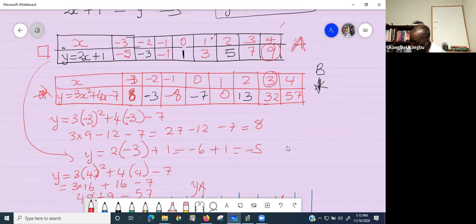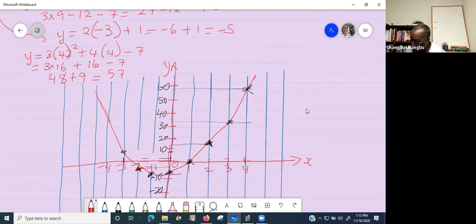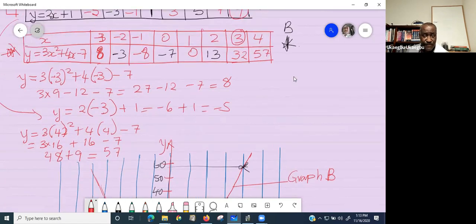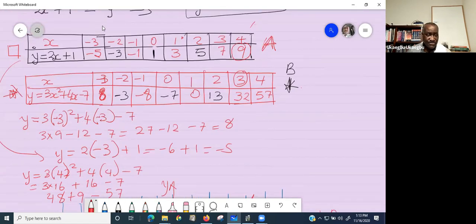Plot it on the same scale. Do not draw another graph. Just plot it on the same scale. So you can call this graph A, or graph B rather. That's graph B. So I'm going to give you 2 minutes to plot graph A. That means you're using these values that you guys generated.